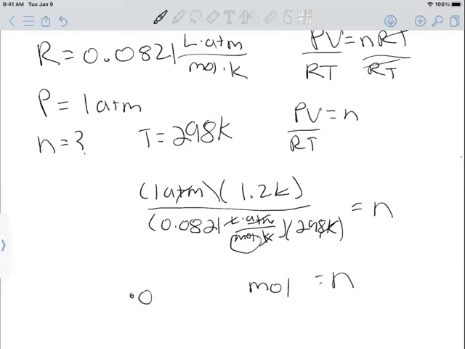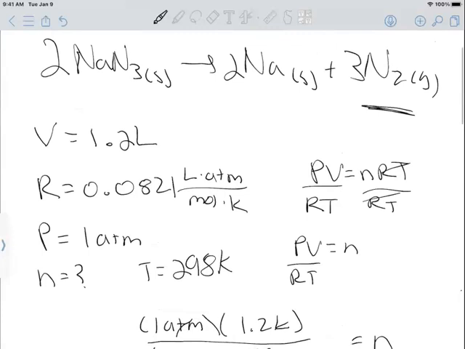Approximately 0.0490 moles. And remember, this is moles of our gas needed to fill the bag, so it's moles of N2.